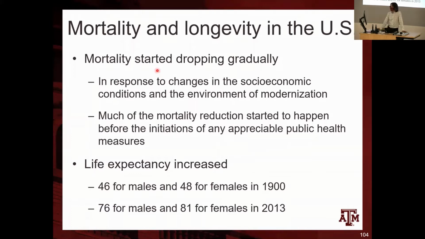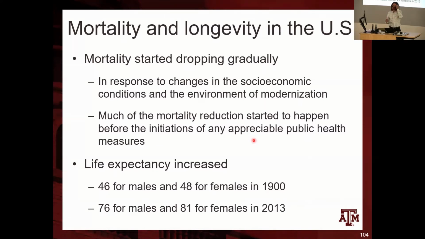So mortality in the US started dropping gradually in response to changes in socioeconomic conditions in the country that started to get better, and overall modernization of the country. And much of the mortality reduction started to happen before the initiation of any appreciable public health measures. It was more related to economic development and overall improvement in the living standards of people.